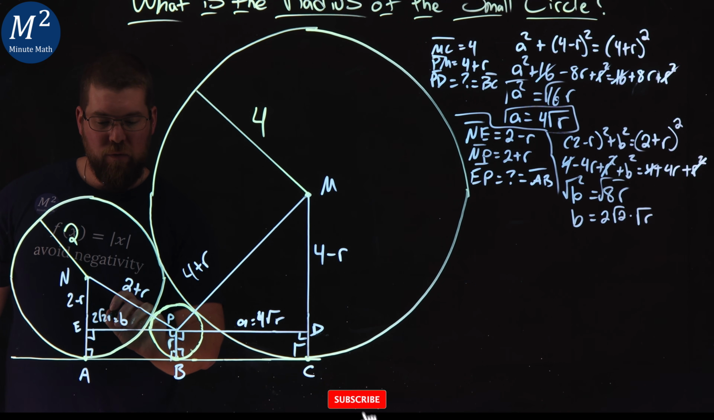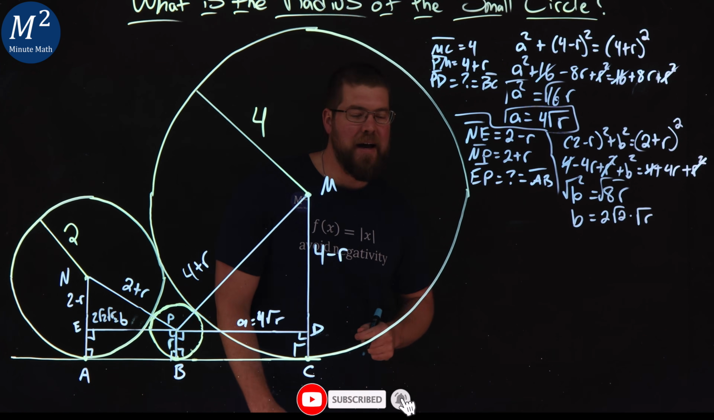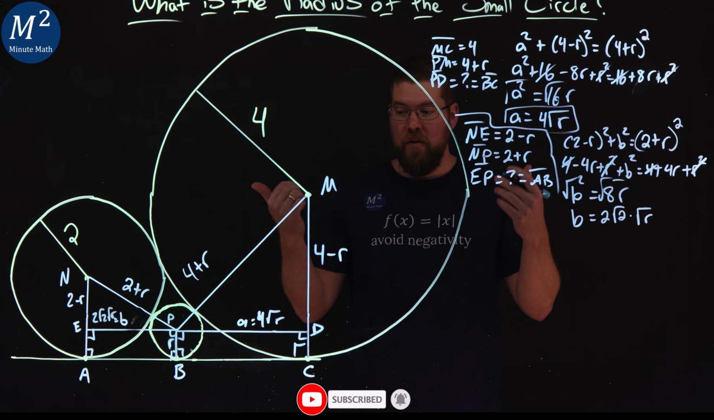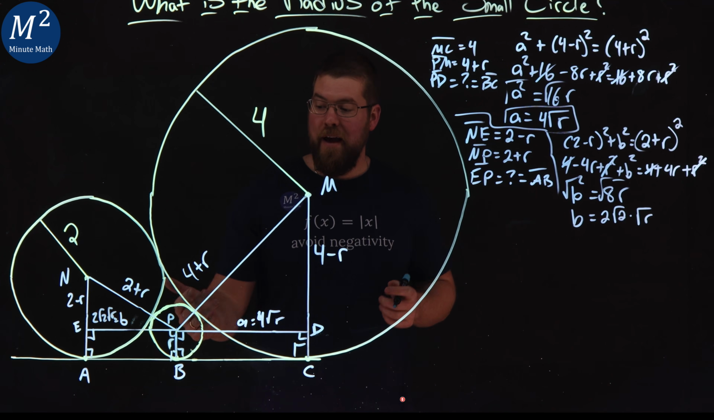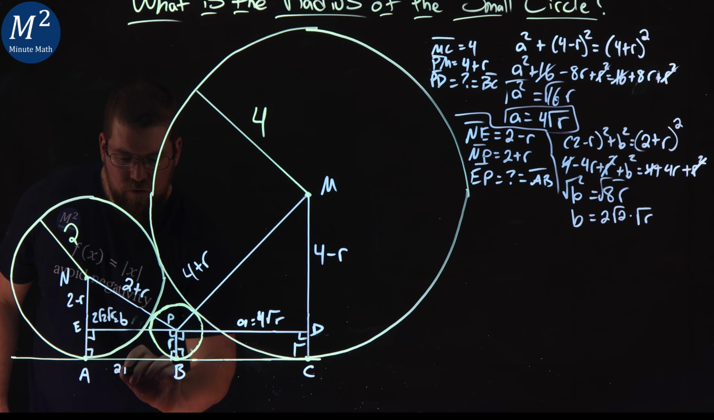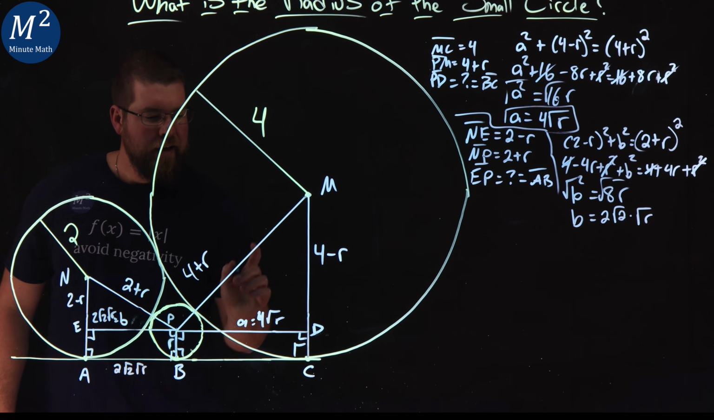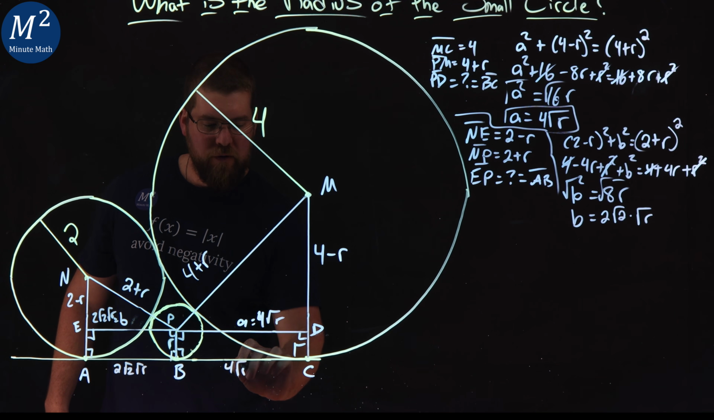2 square root 2 square root R. That's what it can simplify to be. And that is also equal to the length of AB. Let's go put that down here. 2 square root 2 square root R. And here we have 4 square root of R.